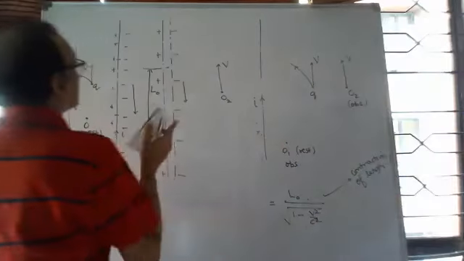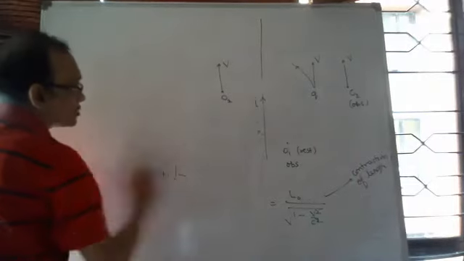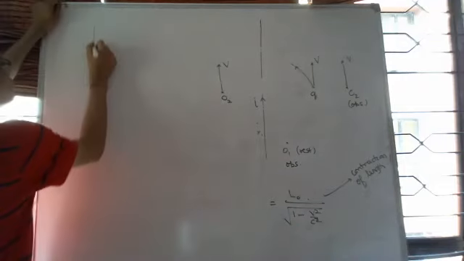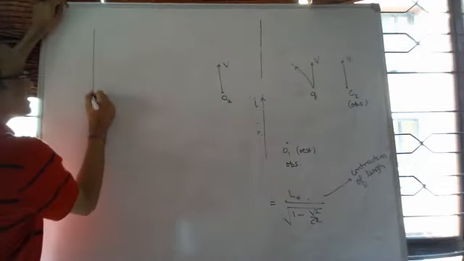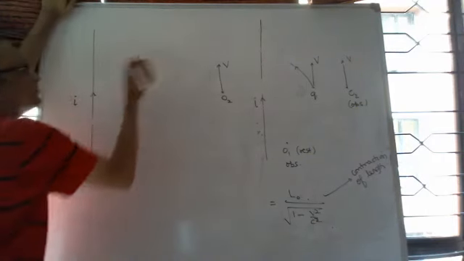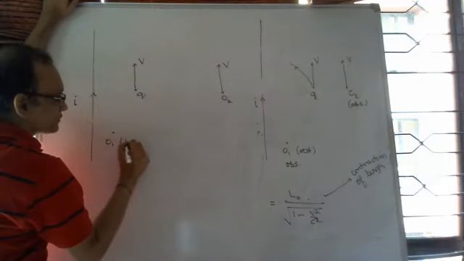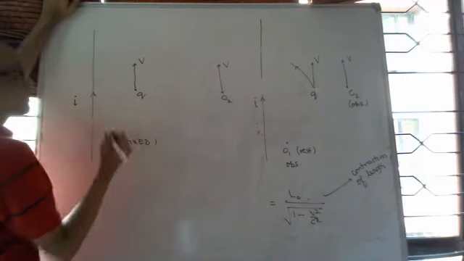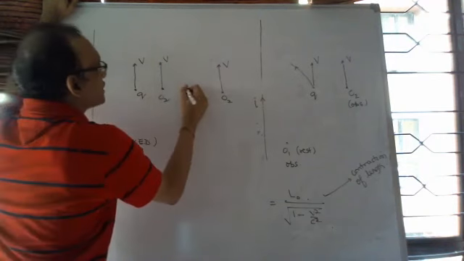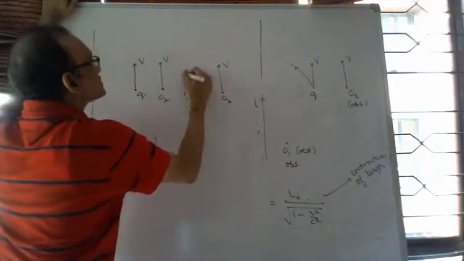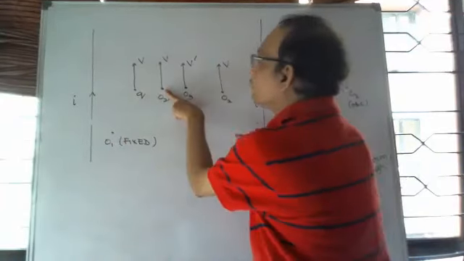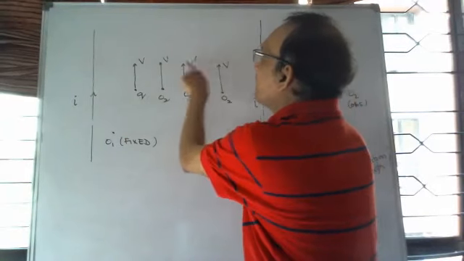Now there could have been a third person. There could have been a third person who could have said this. So now there is a current I. There is a charge Q which is imparted a velocity V. There is a fixed observer O1. There is an observer O2, which is moving with velocity V, and there is an observer O3, which is moving with V prime. Three observers: a fixed one, one moving with a velocity V, another one with V prime different from V.